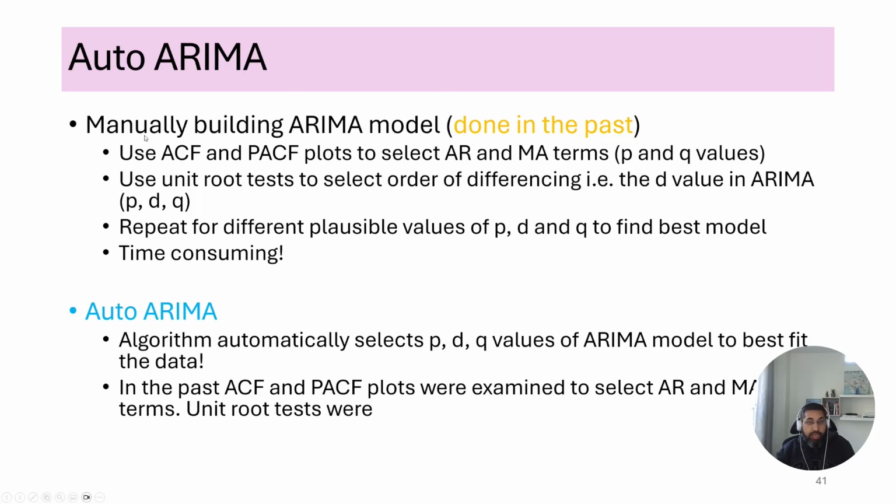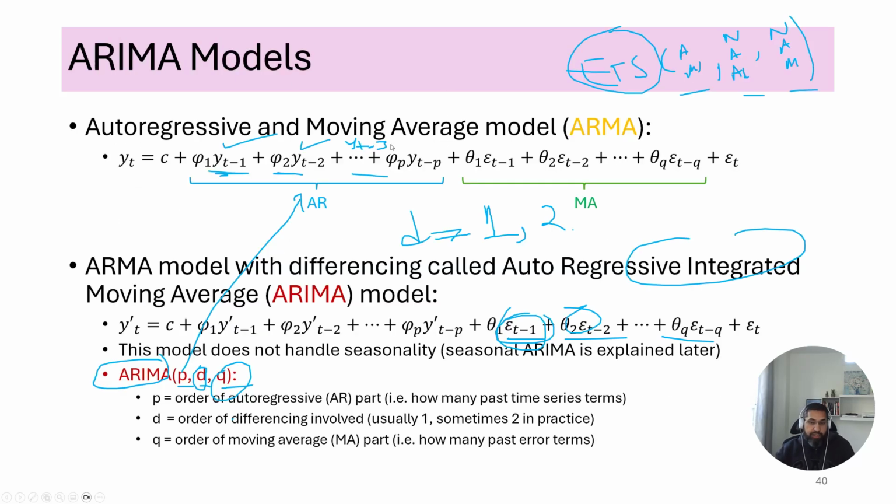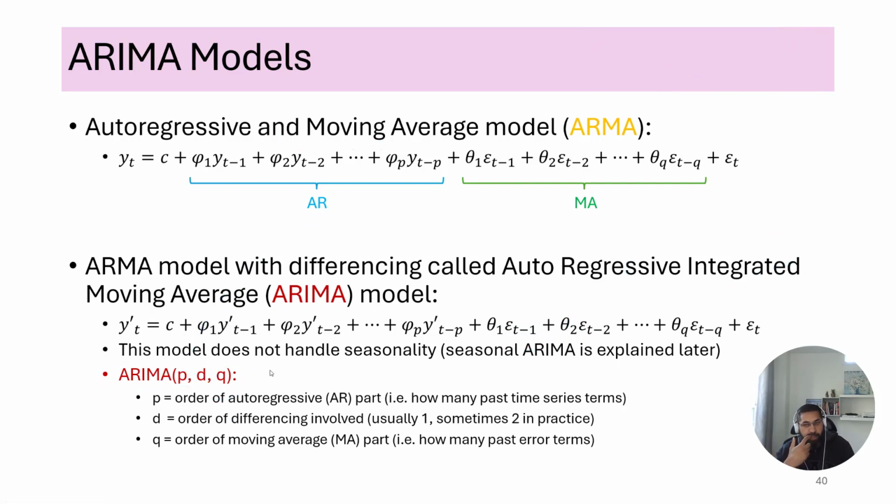Now, in the past, how did we pick these? The logical question is, well, how do I know what P, D, and Q to use? Who's going to tell me? I have a time series, I have some data. How many past values of Y, like the P, what should be P? Should it be 1, 2, 3, 4, 10, 12? What should be Q? What should be D?